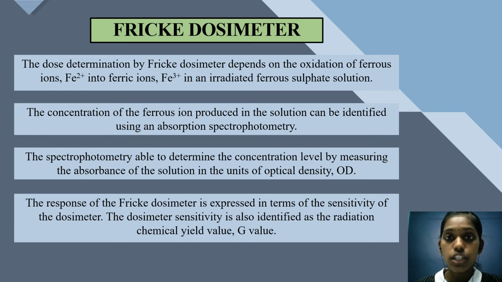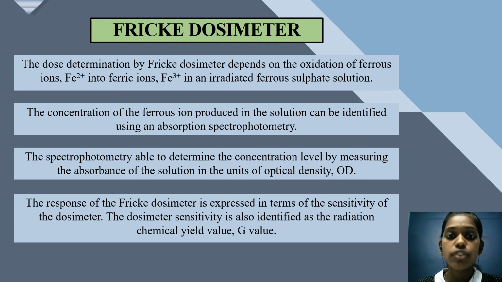A spectrophotometer is an instrument that is made up of two instruments, which are a spectrometer and a photometer. Spectrophotometry is a standard and inexpensive technique used to measure light absorption, or how much a chemical substance absorbs or transmits. Spectrophotometry is able to determine the concentration level of the ferric ions by measuring the absorbance of the solution in the units of optical density (OD).